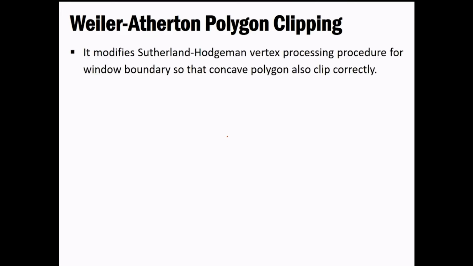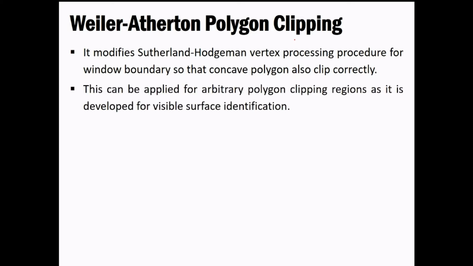Based on the same conditions, we will try to adapt what was there in the Sutherland-Hodgman vertex processing algorithm. We will modify the same thing, and we will understand Weiler-Atherton polygon clipping. It modifies the Sutherland-Hodgman vertex processing procedure for the window boundary so that a concave polygon can also be clipped properly. So we will modify the previous algorithm so that we can get a perfect clipped polygon or clipped shape.